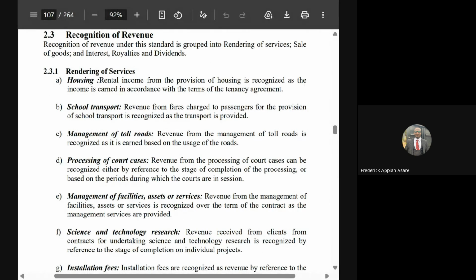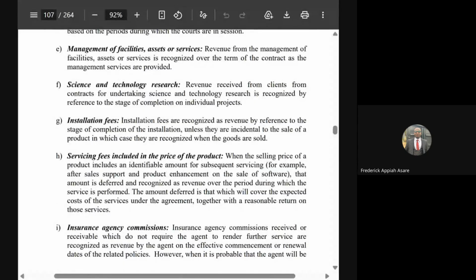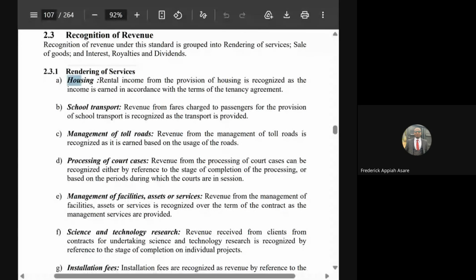You can also read on the recognition of revenue when you are rendering services, housing, school transport. On what basis are you going to say this is how much? So when you build housing, you are giving out, your revenue is usually the rental income that you receive. Then school transport also, the revenue from fares charged to passengers. The revenue that you get when you charge customers is what you call the rendering of services.